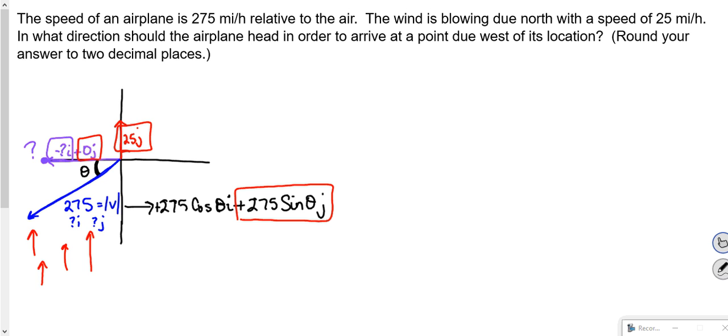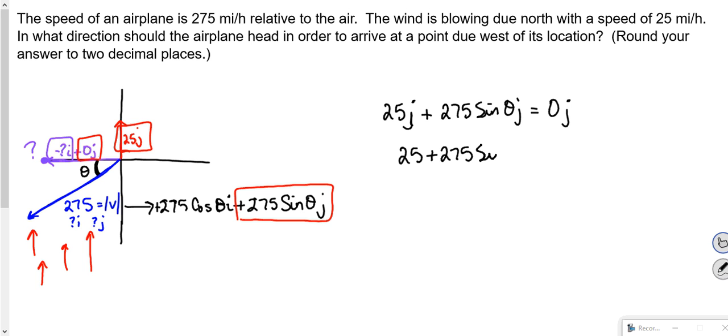So we are going to say that 25J, that's the wind, plus the 275 sine theta J equals 0J. Okay, that's our position. Now, they all have J in them. We can just literally cross that out. So 25 plus 275 sine theta equals 0. I'm just working off the J position.